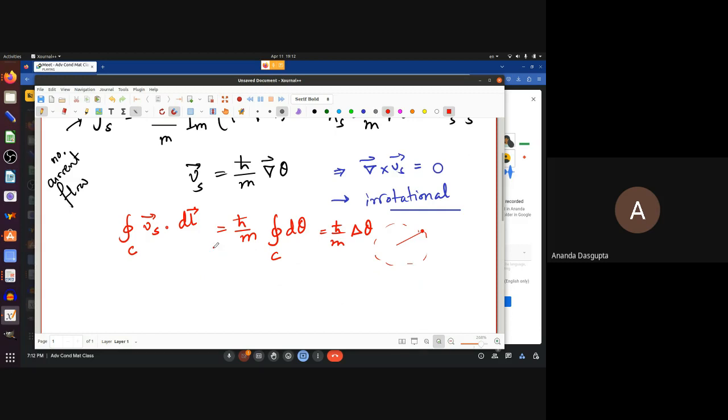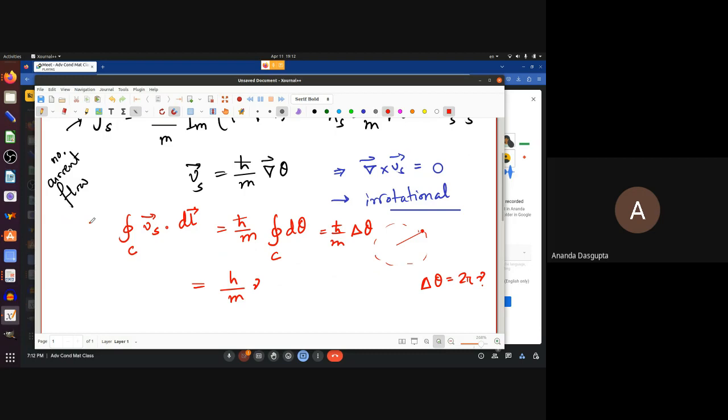And theta can change by multiples of 2 pi. So delta theta over a closed loop can be 2 pi times an integer, where the integer could be 1, 2, 3, 0 (0 is also possible), or minus 1, minus 2, minus 3 if it's going the other way around. So basically, you get h by m times an integer.